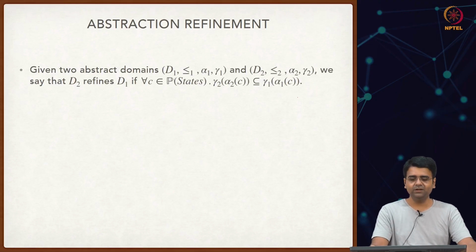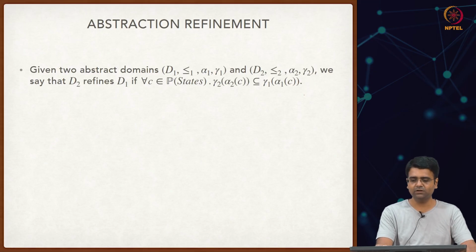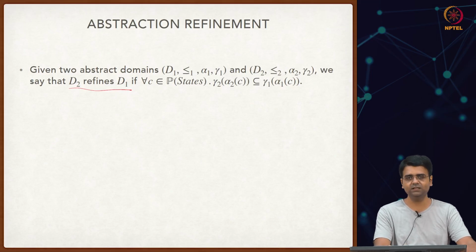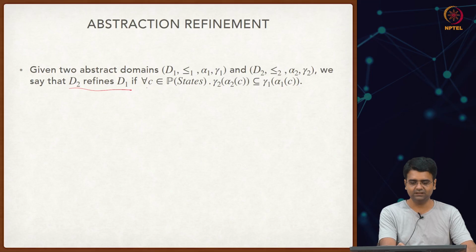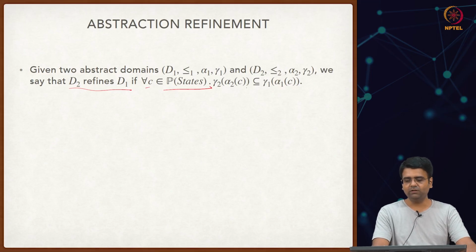If you are given two abstract domains, let's say D1 and D2, and associated with them the partial orders and the concretization and abstraction functions. We say that D2 refines D1, meaning that D2 is more precise than D1. We say this if for all sets of concrete states, so for all C in the power set of states, where C is a set of concrete program states, gamma 2 of alpha 2 of C is a subset of gamma 1 of alpha 1 of C.